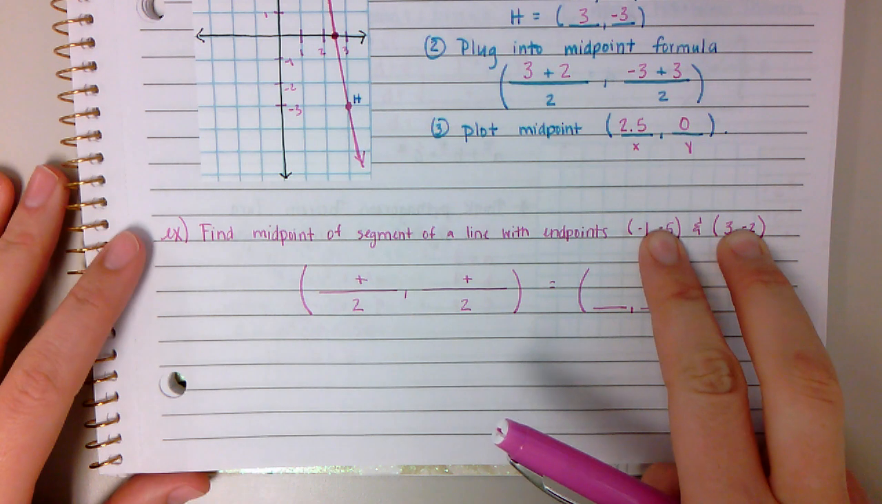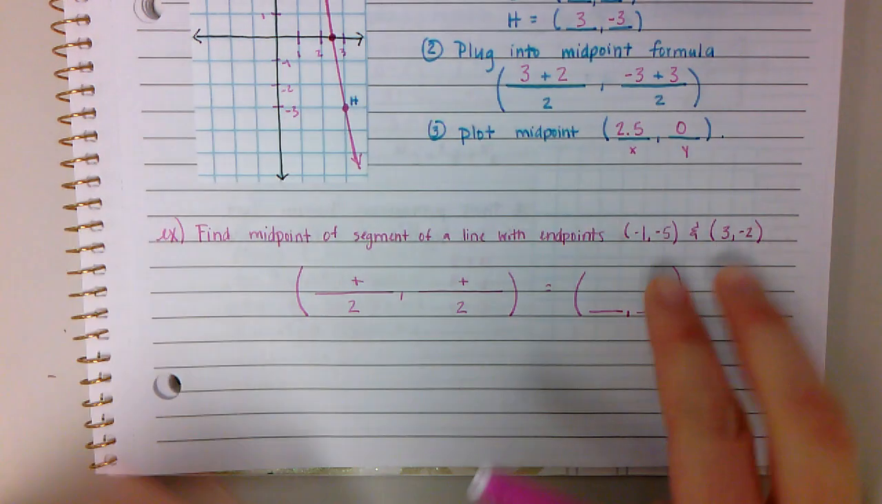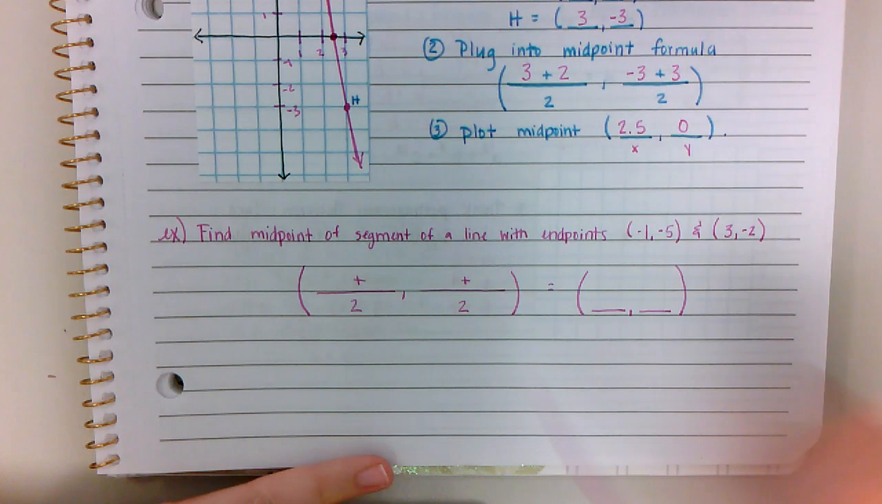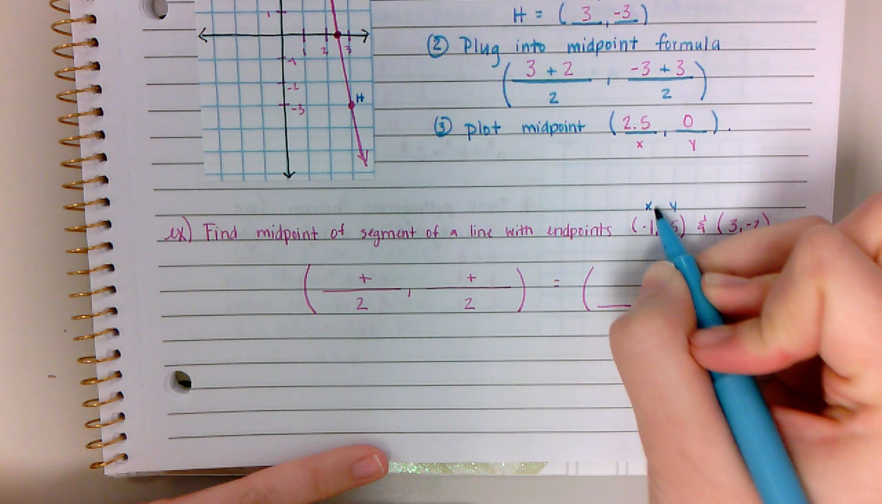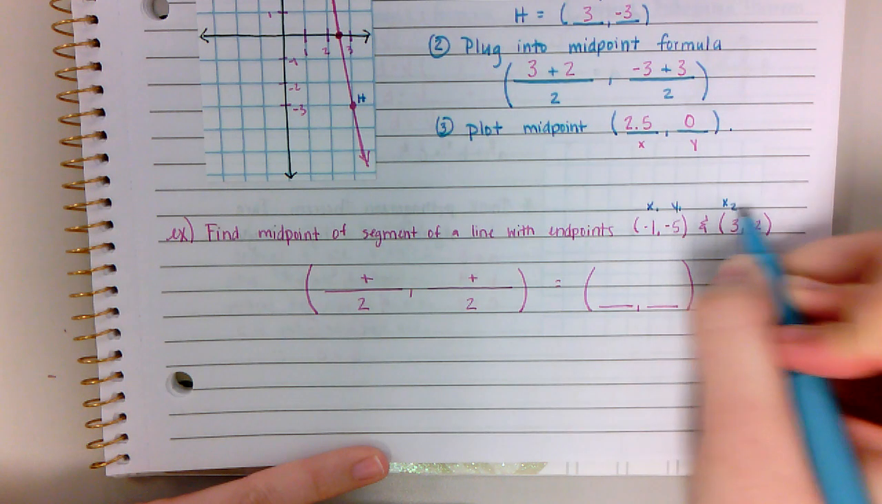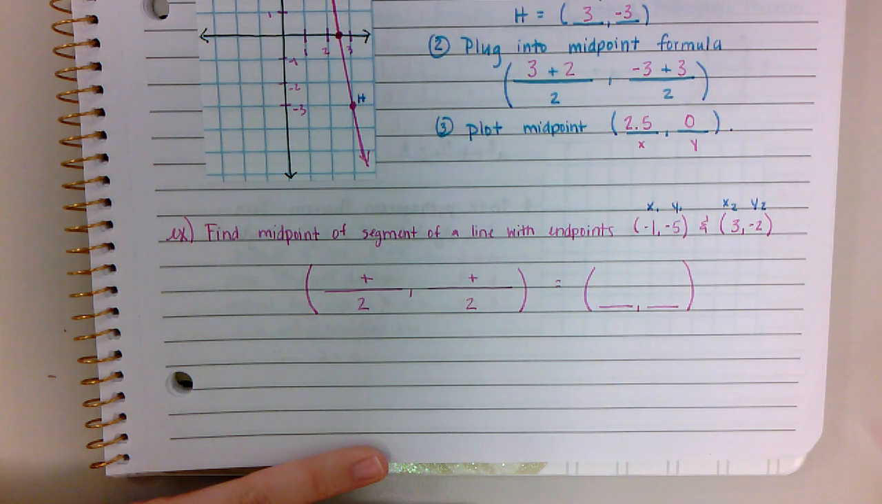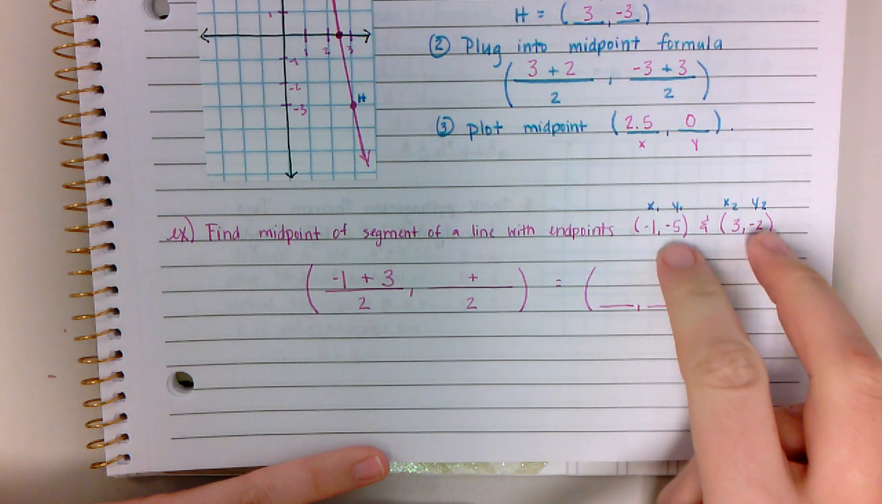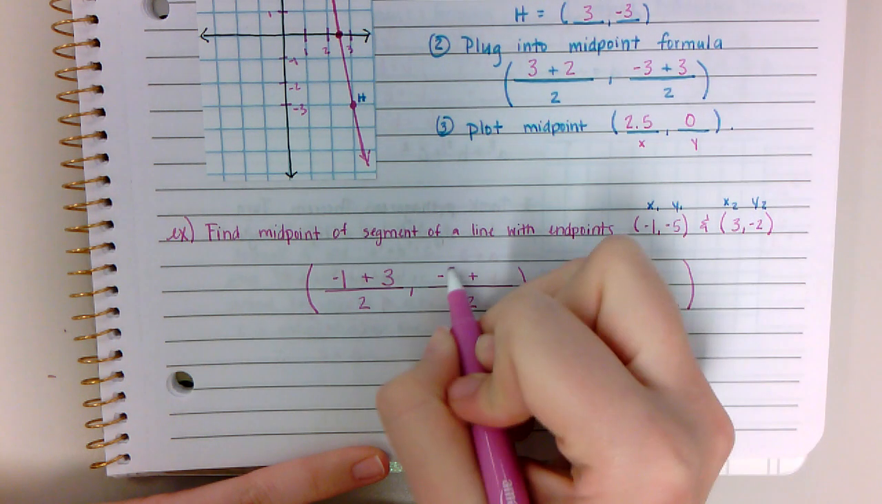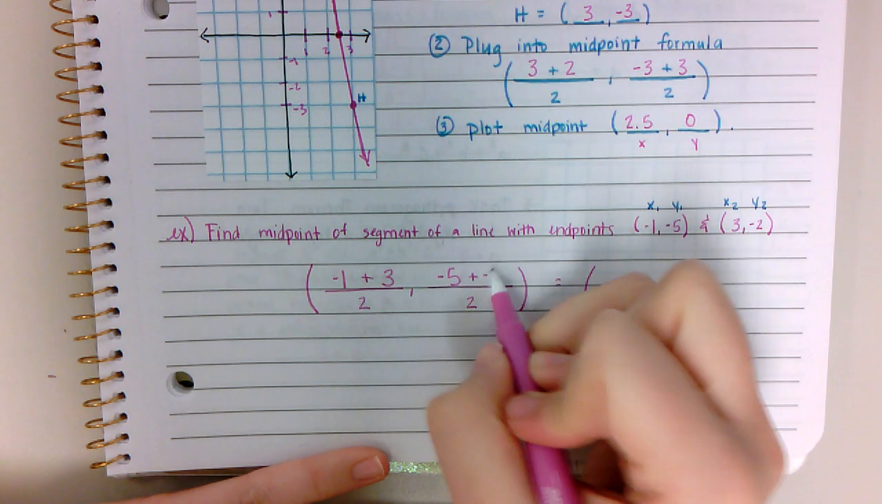We've got one more down here, and I've given you 2 endpoints, and I want you to find the middle. Okay, so this is just like the other page. So we'll plug in our x's and plug in our y's. My x's combined together are -1 and 3. My y's combined together are -5 and -2.